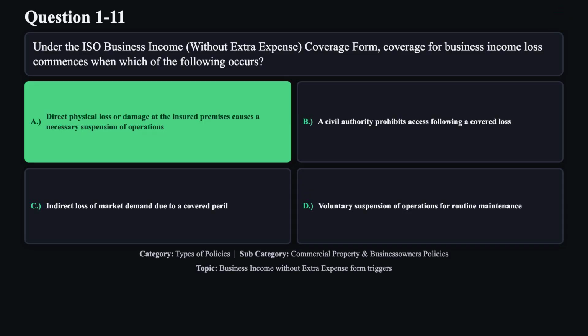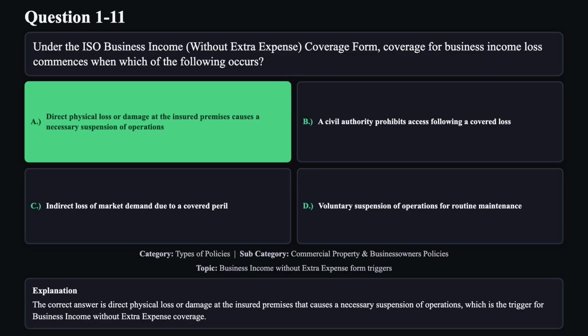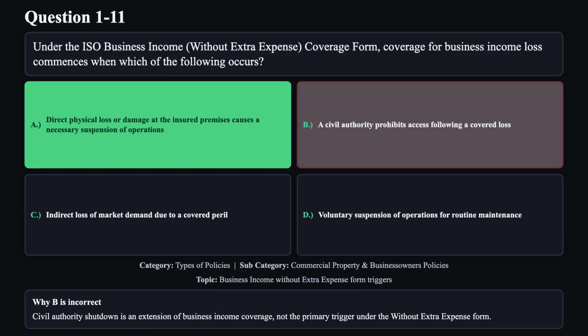The correct answer is A. The correct answer is direct physical loss or damage at the insured premises that causes a necessary suspension of operations, which is the trigger for business income without extra expense coverage. Reason B is not correct. Civil authority shutdown is an extension of business income coverage, not the primary trigger under the without extra expense form.